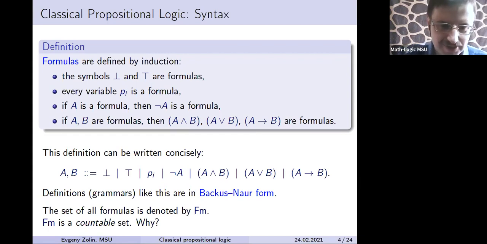So this set is countable. The answer is on the slide. Each formula is a string of symbols in a countable alphabet. You can also say it is a word in a finite alphabet if you write the index i as a number in decimal notation, for example, or in binary notation. But of course, there are countably many words in a finite alphabet.